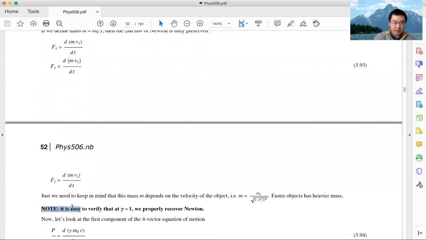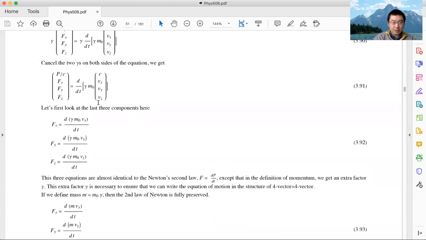Finally, before we go to the next topic, one more thing to highlight. This theory of special relativity recovers Newton's law if the particle's velocity is small. We know that if the velocity v is small, gamma is 1. If gamma is 1, then the mass becomes just the rest mass, which is what Newton told us: the mass is a constant. So Newton's law is still accurate as long as the velocity of my object is much smaller than the speed of light. That's the last three components of my four-dimensional equation of motion.